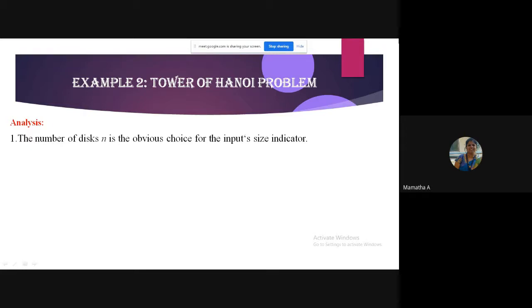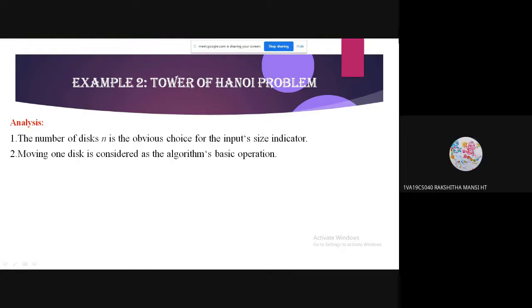Next, identifying the basic operation. Obviously, movement of disk. Moving one disk is my basic operation, right? Movement of disk, remember. Now, the third step is checking whether the number of times the basic operation is executed depends on the input size and also on the type of input. What do you think? Does it depend only on the input size, or also on the type of input? Only on the input size. What is the type of input here, students?